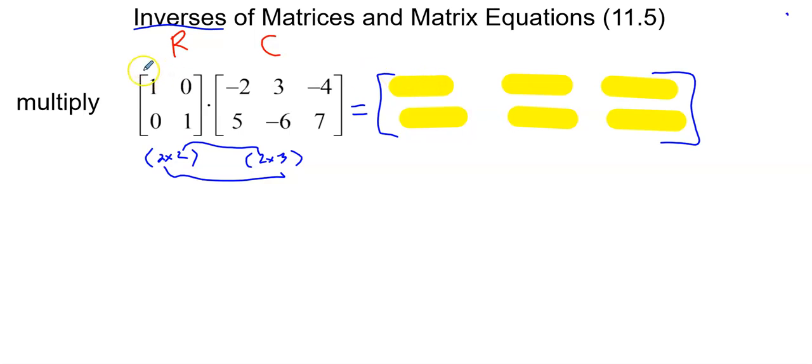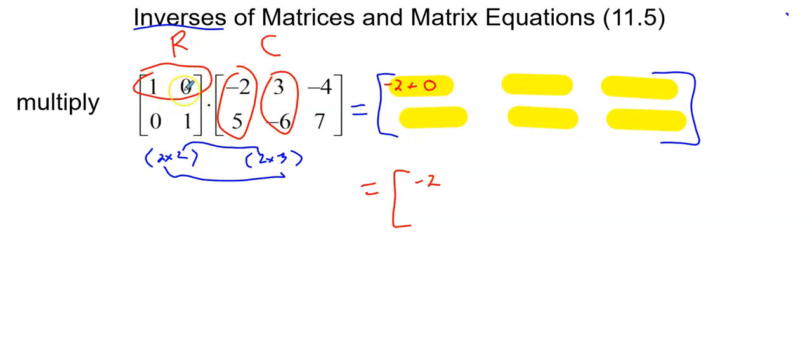So if I want the top left, I'm going to do the top row and the left column. So first times first, 1 times -2 is -2, plus 0 times 5 is 0. So that first top left-hand term would be -2. When I do top row, middle column, that'd be 3, because 1 times 3, plus 0 times anything is 0, so we get 3. And the last column, it would be 1 times -4, so -4 plus 0 times 7 is 0, so we get -4.